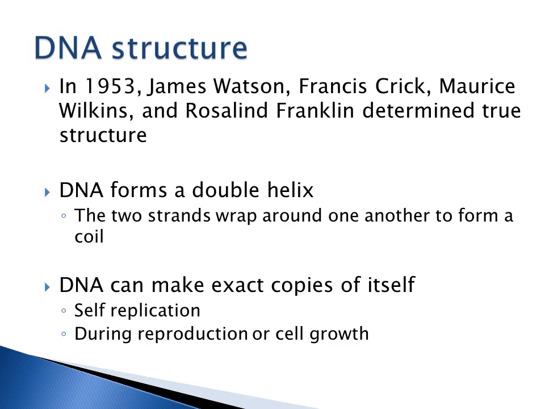So in 1953, James Watson, Francis Crick, Maurice Wilkins, and Rosalind Franklin all determined the exact structure of DNA. Watson and Crick received the most credit for that, but it was a group effort. They found that DNA forms that double helix, and that double helix wraps around one another, so it's in a form of a coil.